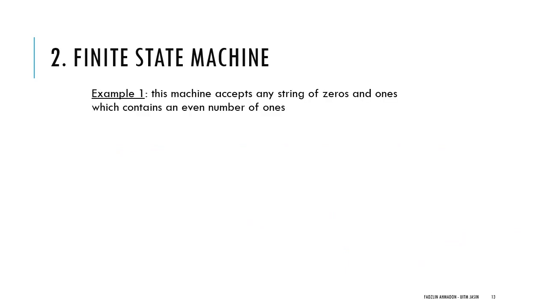Let's take a look at an example of a finite state machine. This machine accepts any strings of zeros and ones that contains an even number of ones. First of all, based on this statement, we should list down what we know. First, the input alphabet is 0 and 1. Next, even numbers. Even numbers we know start from 0, 2, 4, 6, 8, and so on.